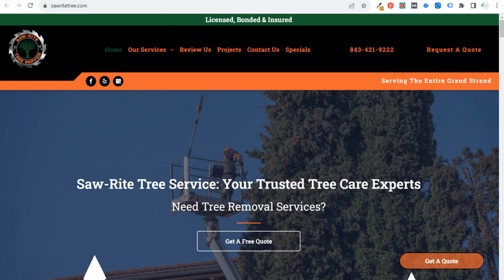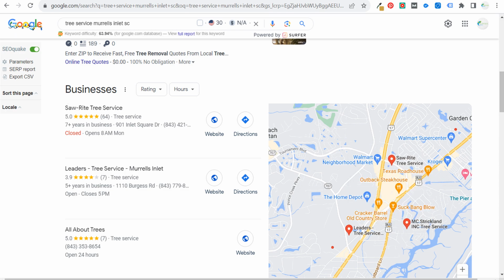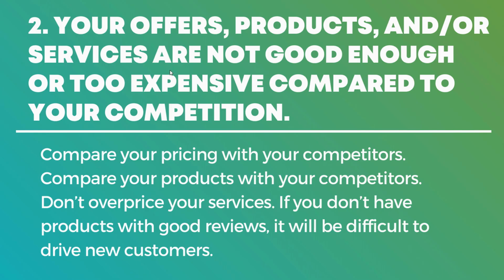I said, great. They walked along my property with me and they said, okay, here's your quote. Now, the other 2 companies that came did the same exact thing, gave me a quote of triple the price. So I immediately went with Saw-Right Tree Service, got great tree service. You can see they have great reviews as well. So coming right back over here, if you have really good reviews and you have really good pricing, you're not going to have that much trouble driving new customers to your business.